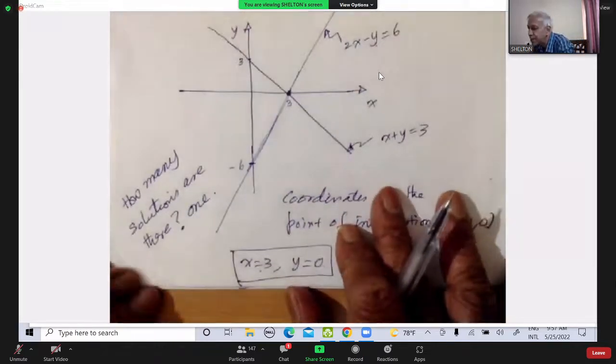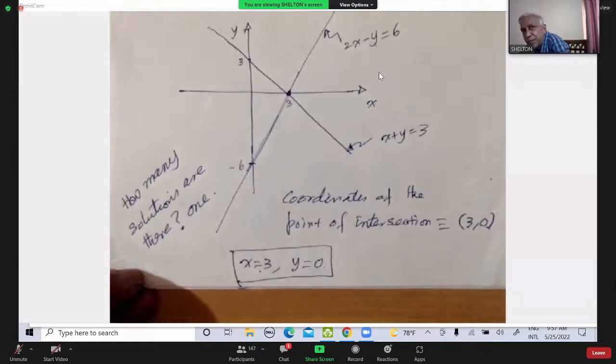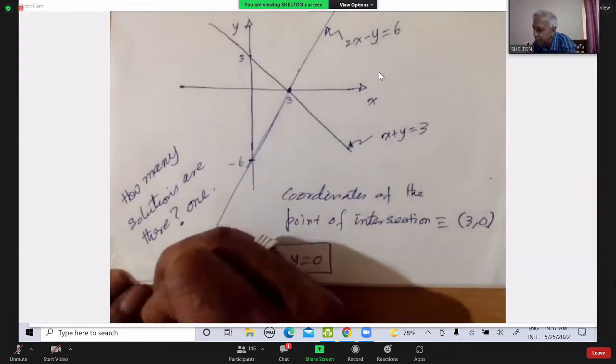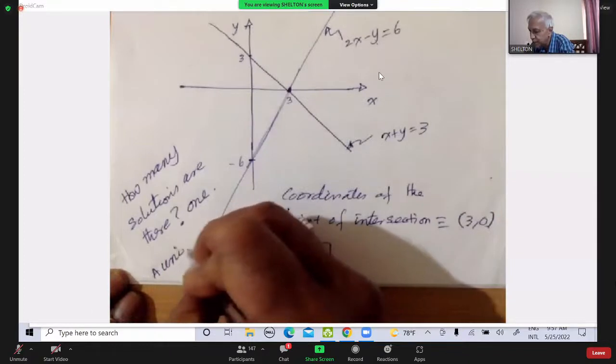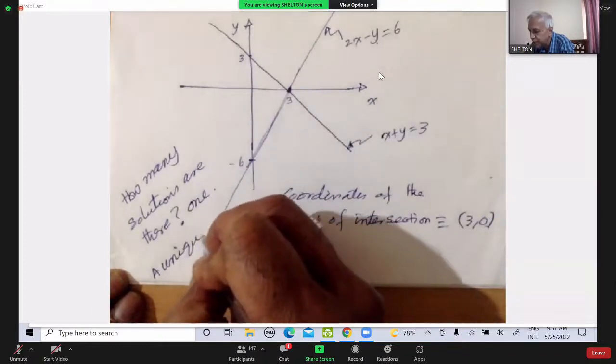Tamil speaking students, what is the nice way to say just one solution? We use a word in English. A unique solution. Unique means one and only one.